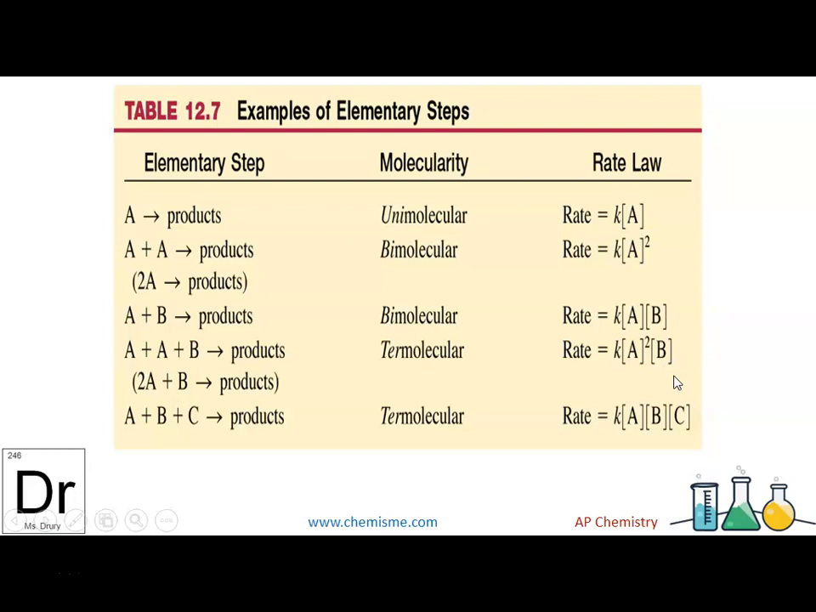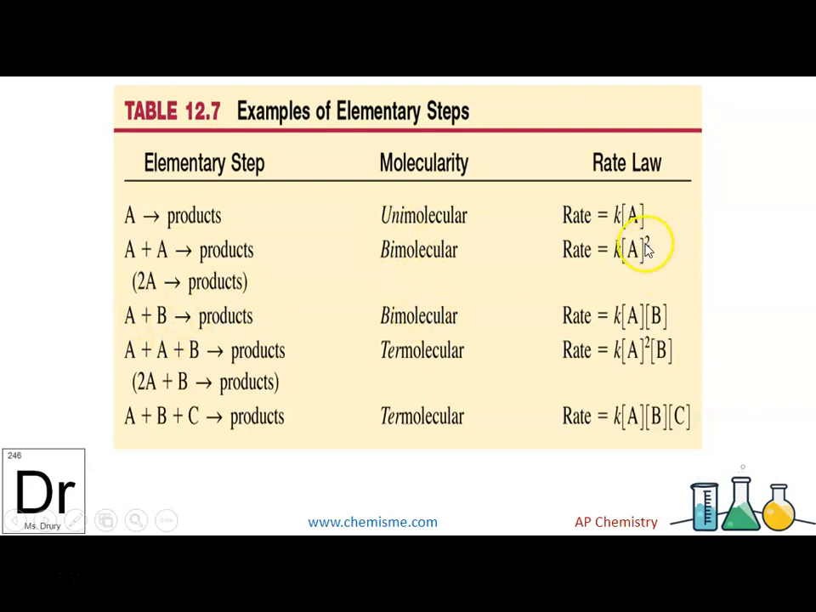The types of steps that we're looking at, these elementary steps, are called uni, bi, or termolecular. It just means how many particles are colliding at any moment. If there's only one particle before the arrow, literally a coefficient of 1, then it's called unimolecular, and the rate law for that is k times that A. If it's an elementary step in which two particles are colliding, either 2A, or two different particles colliding, A and B, those are called bimolecular.